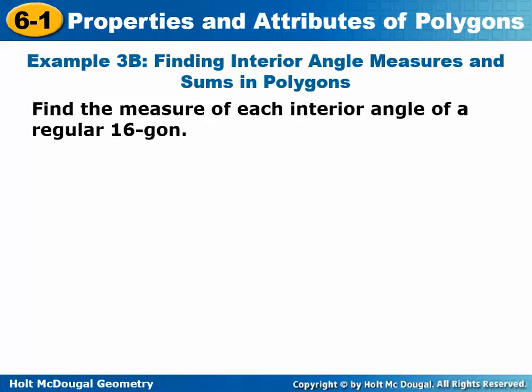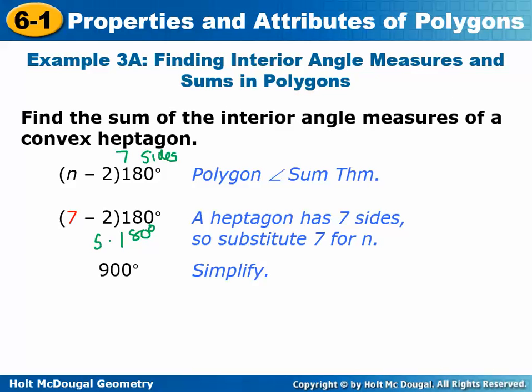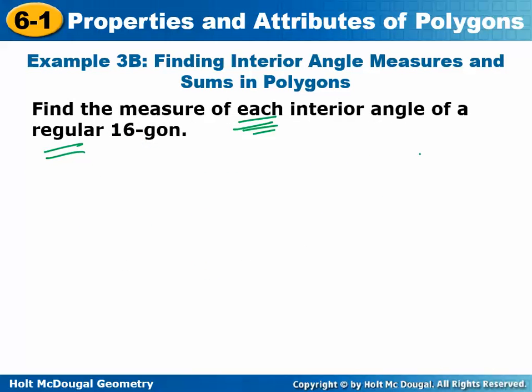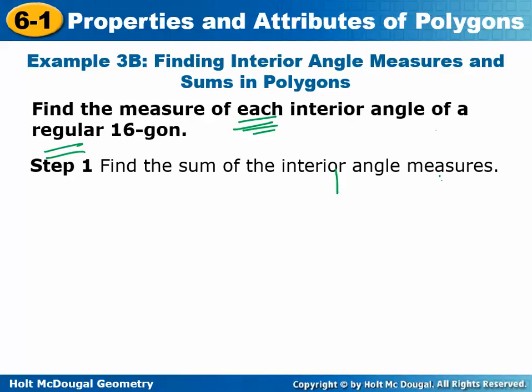This one doesn't have a special name. It just says 16-gon. And it says find the measure of each interior angle of a regular 16-gon. That's different. The last one said find the sum of all of the interior angle measures of just any old heptagon. This is different because they're asking you to find each interior angle of a regular 16-gon. I'm not going to be able to draw a 16-gon very well, but it's going to be 1, 2, 3, 4. This is going to be like an octagon. But pretend like you have a 16-gon over here and that every one of these angles is the same.